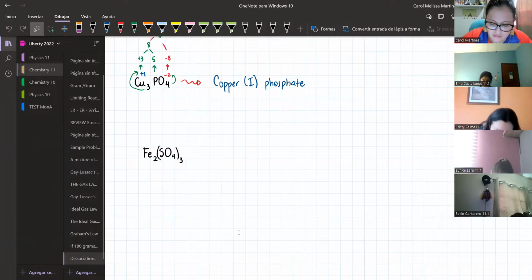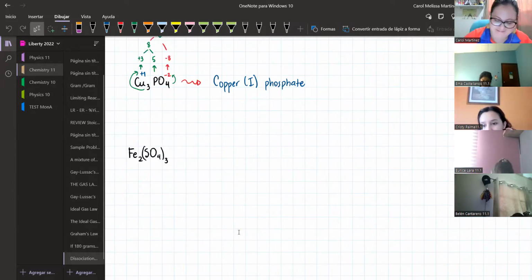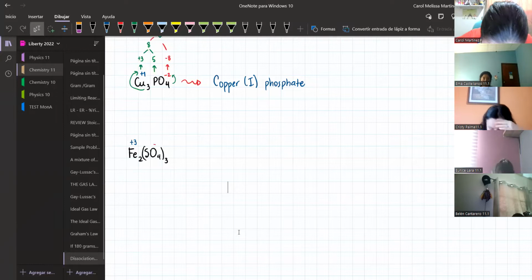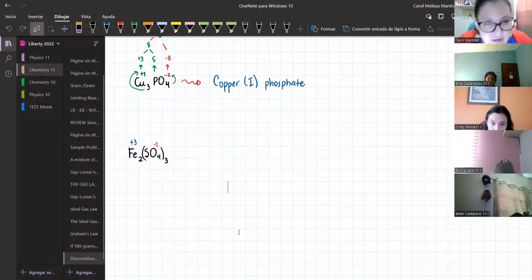So, what is the charge of iron? 3. So you know the charge of iron, you know the rule of oxygen, that oxygen is -2. Okay. So I need to know sulfur. That's what I need to know. I need to know sulfur. But the sulfur is in parentheses.